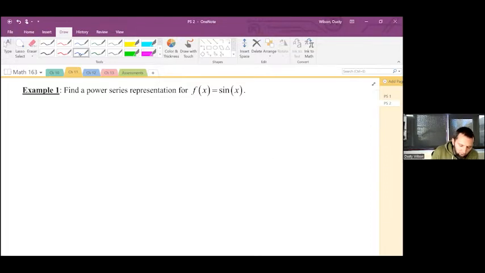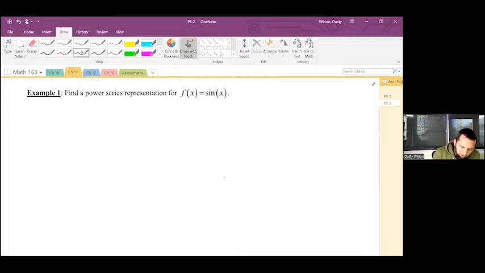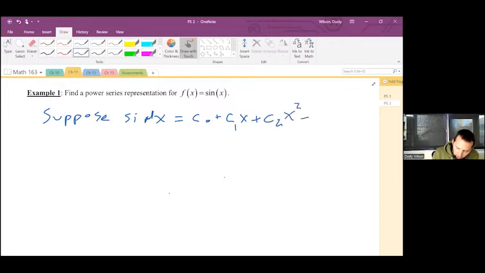So let's start here. Let's suppose that there is a power series representation. That is, let's suppose that sine x is equal to some power series c naught plus c1x plus c2x squared plus c3x cubed plus dot, dot, dot. If this is going to be the case, this must be true for all x.